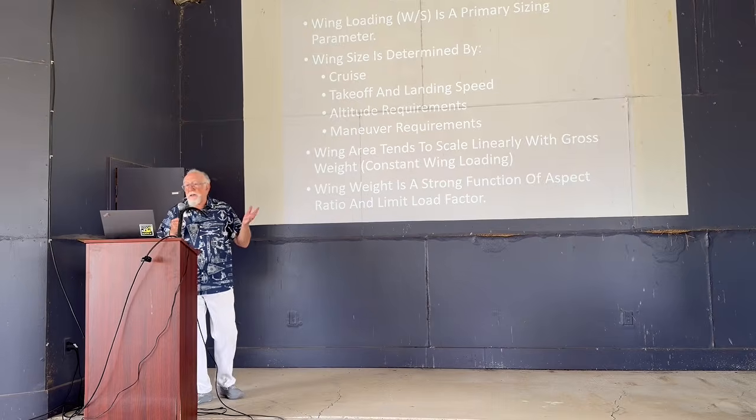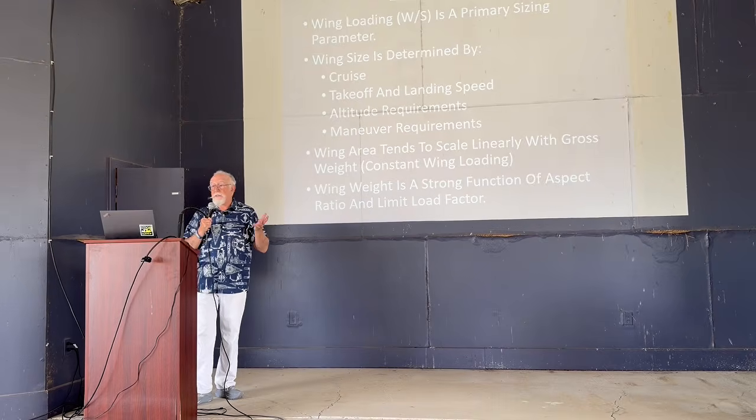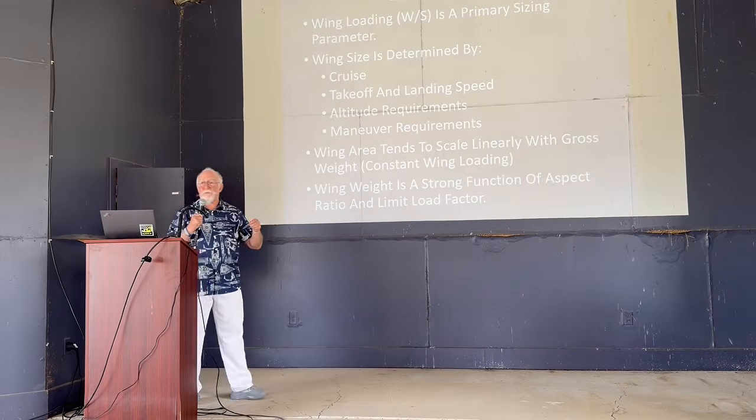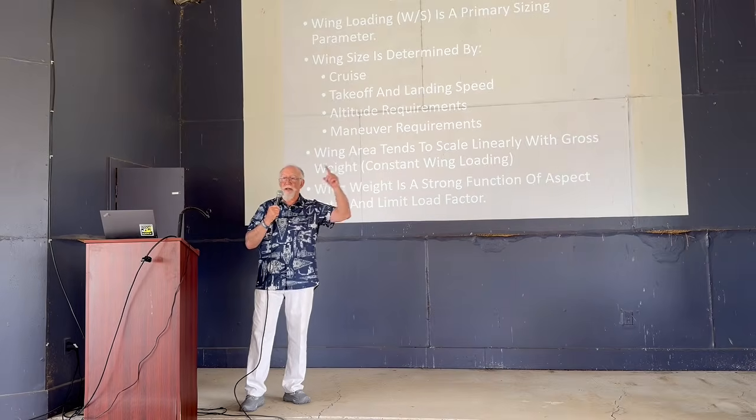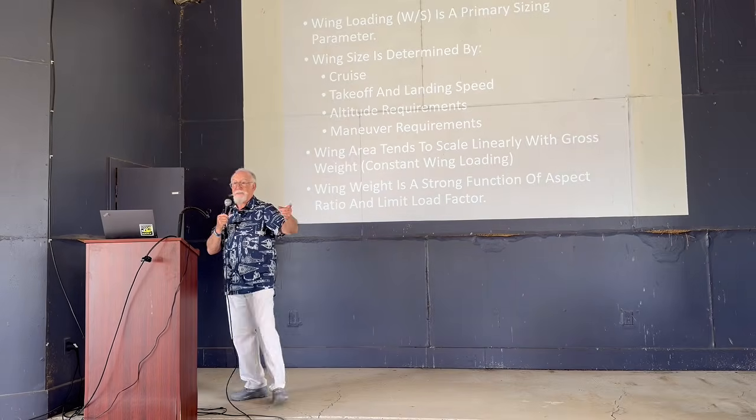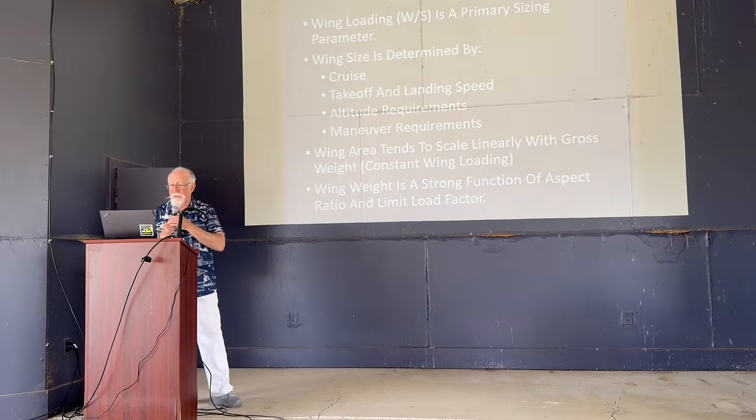Wing size scales linearly with gross weight because you're basically designing to a constant wing loading. And the wing weight is a strong function of the aspect ratio of the wing. So there you're trading lift to drag ratio against weight. Low aspect ratio is lighter, but lower L over D.